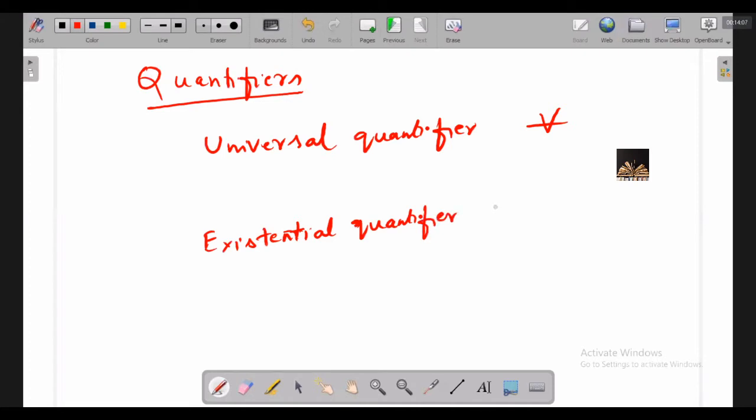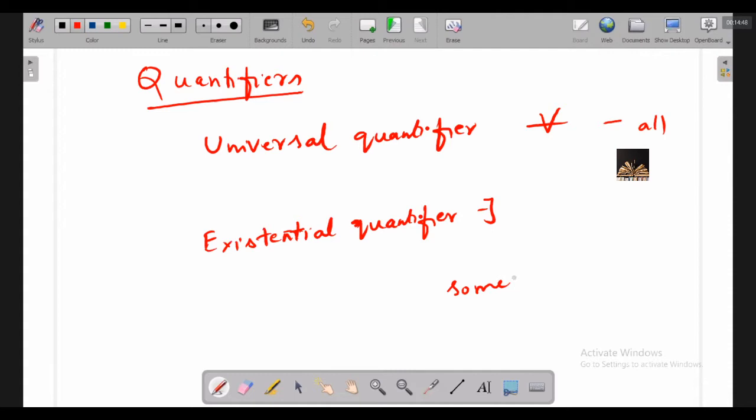The existential quantifier is related to "there exists." The universal quantifier is "for all," and the existential quantifier is "there exists." The universal quantifier is used for all, and the existential quantifier indicates some. "For all" indicates the word all; "there exists" indicates some. Here are the two quantifiers: the universal quantifier and the existential quantifier.